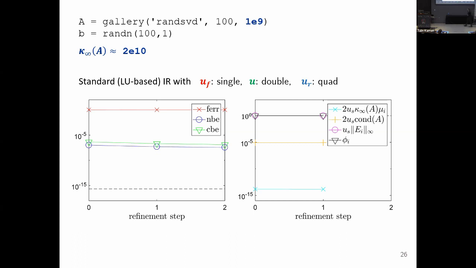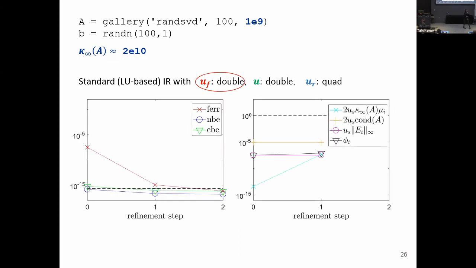So what can I do at this point? I can go back and redo the factorization in higher precision and try this again. If I insist on using LU factorization as my solver, that's the only thing I can do. An alternative is to change the solver.